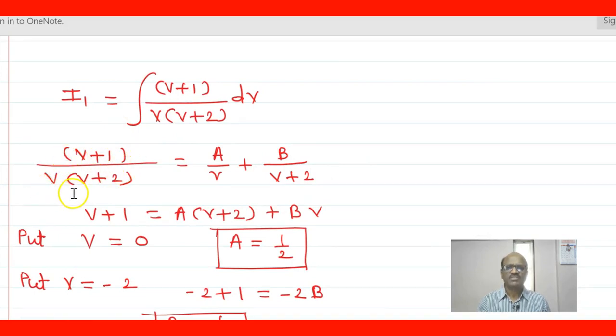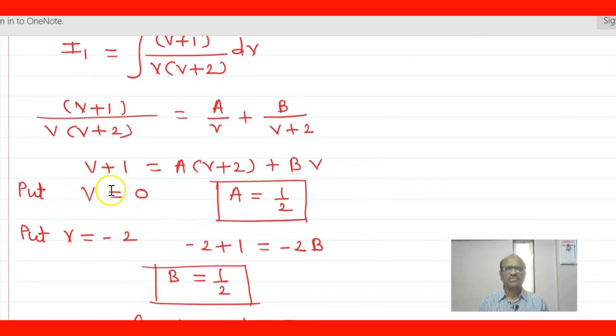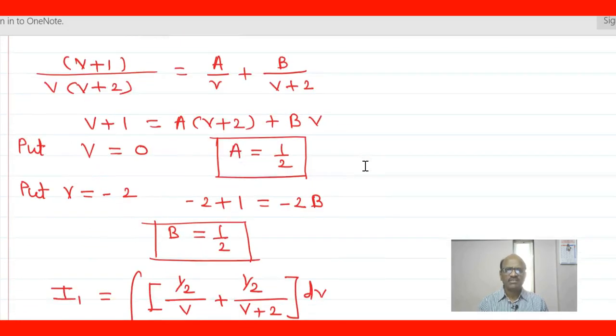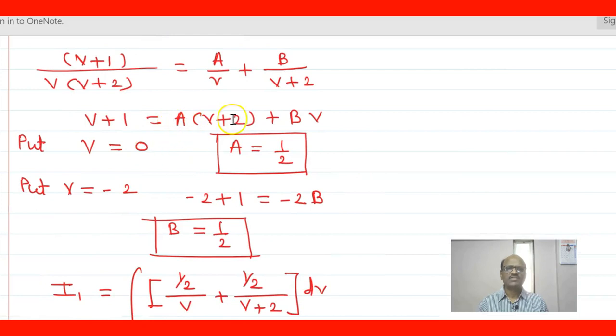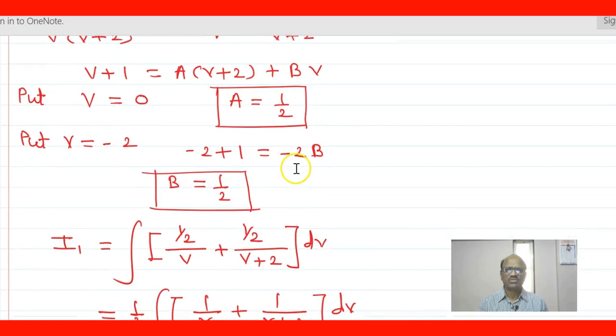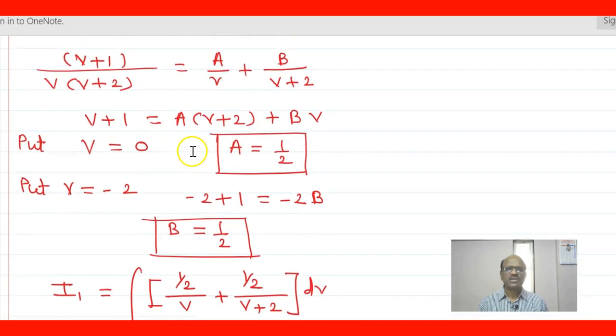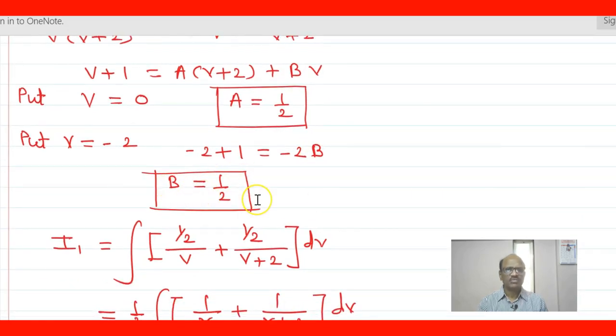That is (v plus 1) upon v in bracket (v plus 2) equals a upon v plus b upon v plus 2. Cross multiplication, v plus 1 is equal to a in bracket (v plus 2) plus b v. Now find the value of a. To find the value of a, put v equals 0, then you get a equals 1 upon 2. Put v equals minus 2, then you will get the value of b. Therefore, minus 2 plus 1 equals minus 2b. Therefore, b is equal to 1 upon 2.